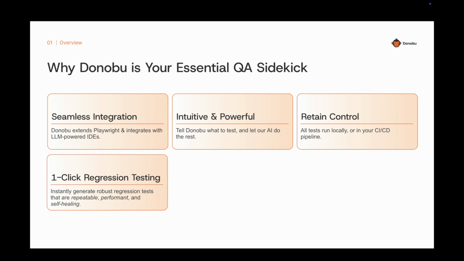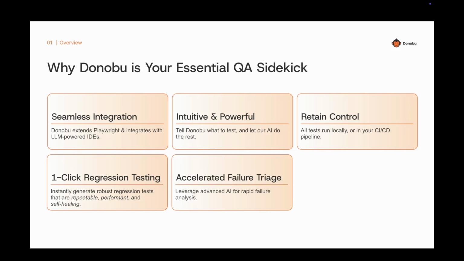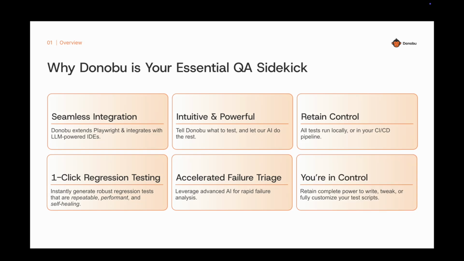The tests you create with Donobu are repeatable, performant thanks to our caching technology, and most importantly, self-healing. Accelerate failure triage. Leverage advanced AI for rapid failure analysis and troubleshooting, enabling you to easily determine if the failure is a legitimate one or a flaky test. You are in control. Retain complete power to write, tweak, or fully customize every Playwright test script generated by Donobu. Remember, you're the superhero. Donobu is just your sidekick.